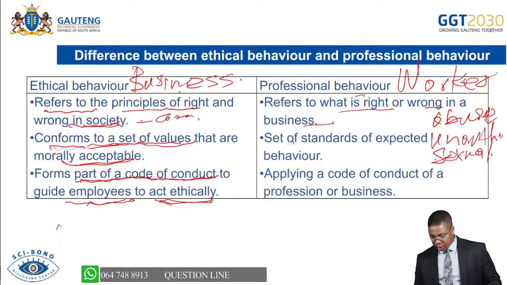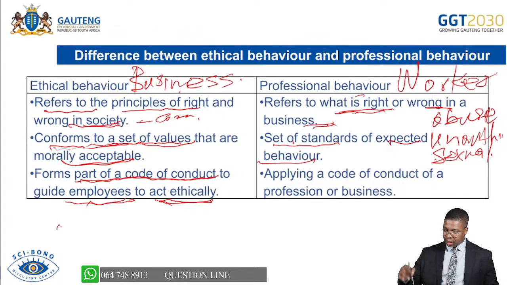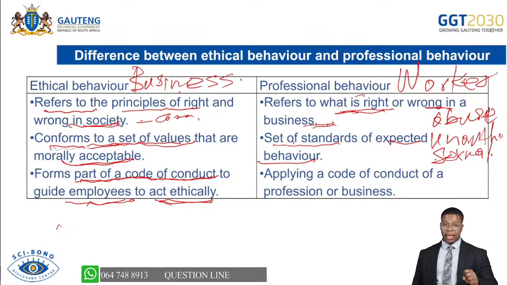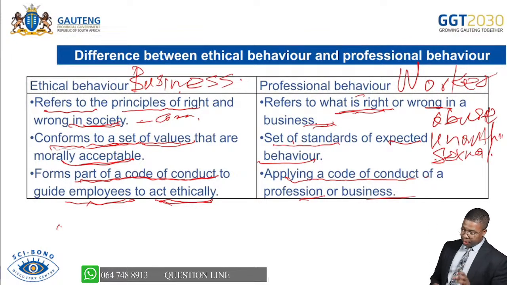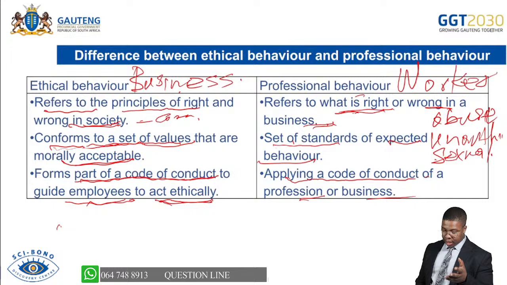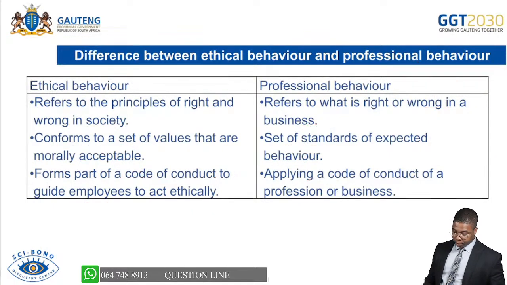But here when we look into professional behavior, we said it is what is wrong or right in the business, which is expected of the workers to say how should they behave. Hence it says it's a set of standards of expected behavior inside the business. How do you behave? There's things you are allowed to do at home as a worker, but you may not do them inside the business. And it's the application of the code of conduct of the professional or business that can be set by a professional association or that can be set by a business.